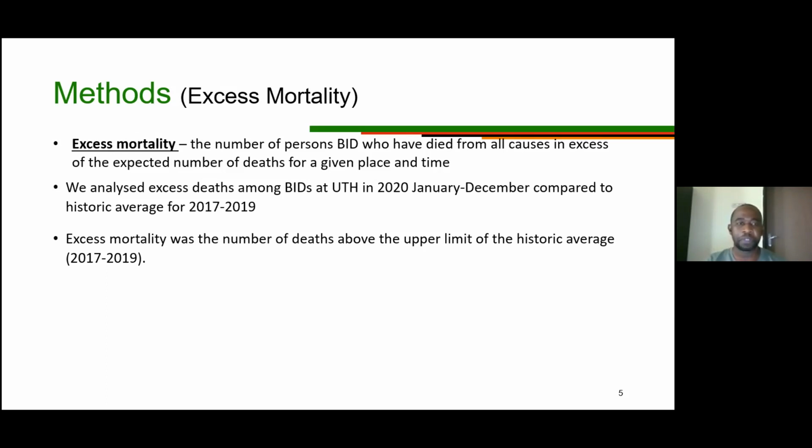In the analysis of excess mortality, we defined excess mortality as the number of persons BID who died from all causes in excess of the expected number of deaths for a given place and time. We analyzed excess deaths among BIDs at UTH from January to December 2020, compared to a historic average for 2017 to 2019. We measured excess mortality as the number of deaths above the upper limit of the historic average ranging 2017 to 2019.